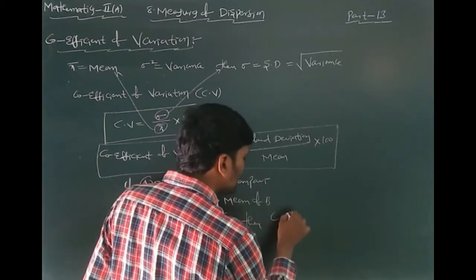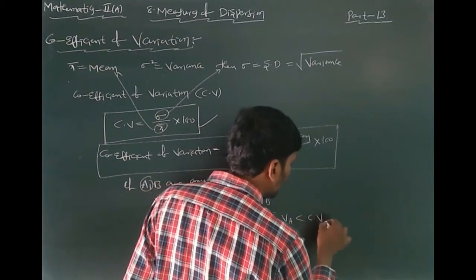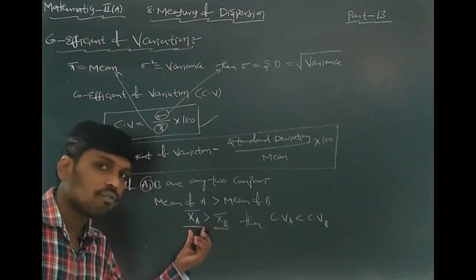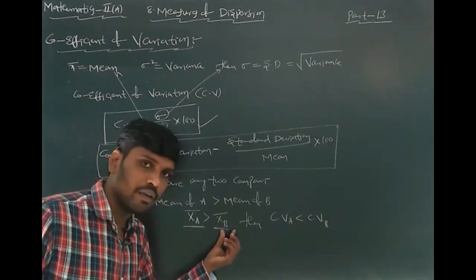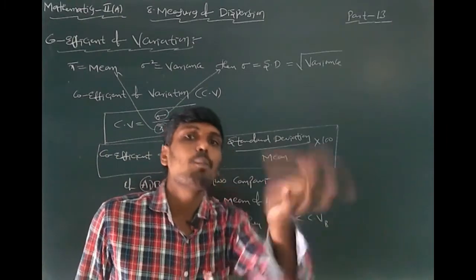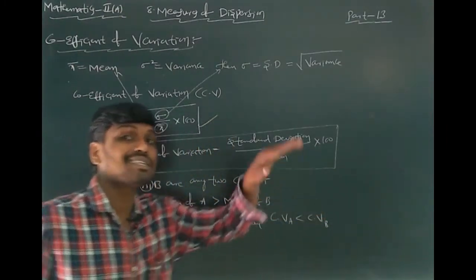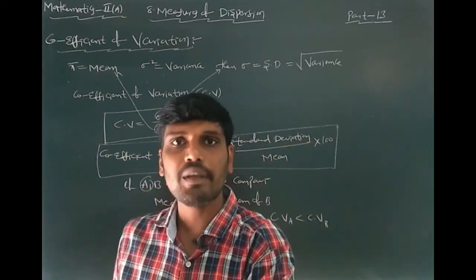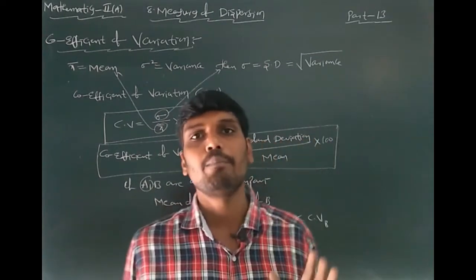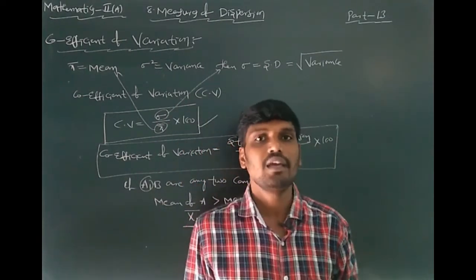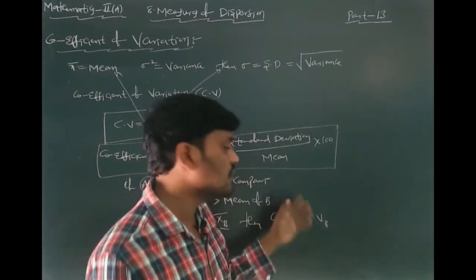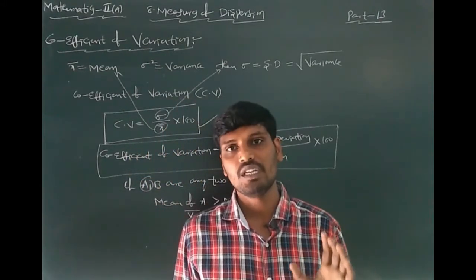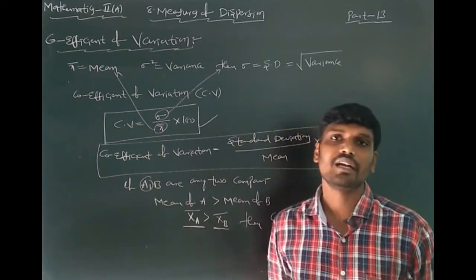Then the coefficient of variation of A company is less than the coefficient of variation of B company. The mean of A is greater than the mean of B, then the coefficients of variation are opposite. If the mean value is greater, that company is a consistent or stable company. This is a very important point; we can use it in important problems and 7 marks questions. This is the coefficient of variation introduction.